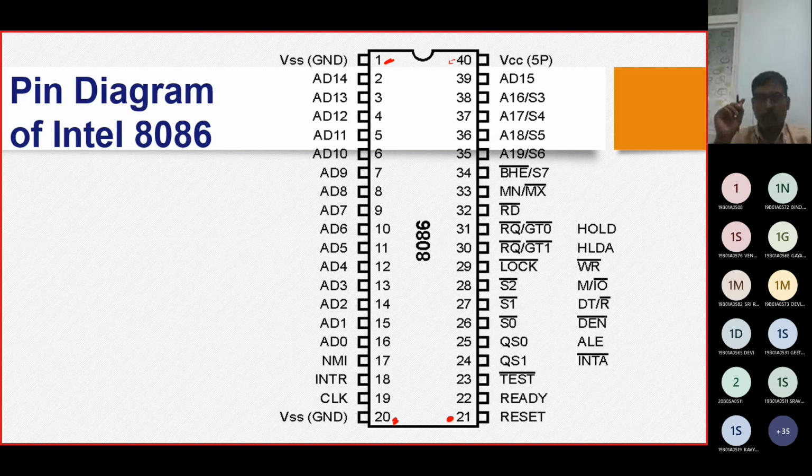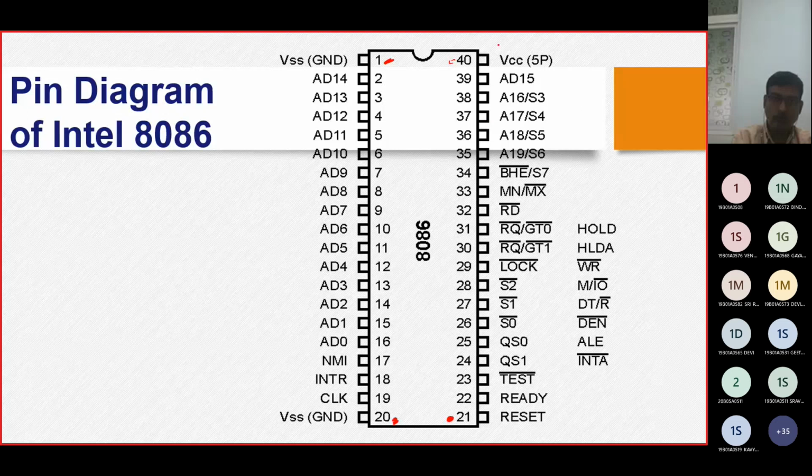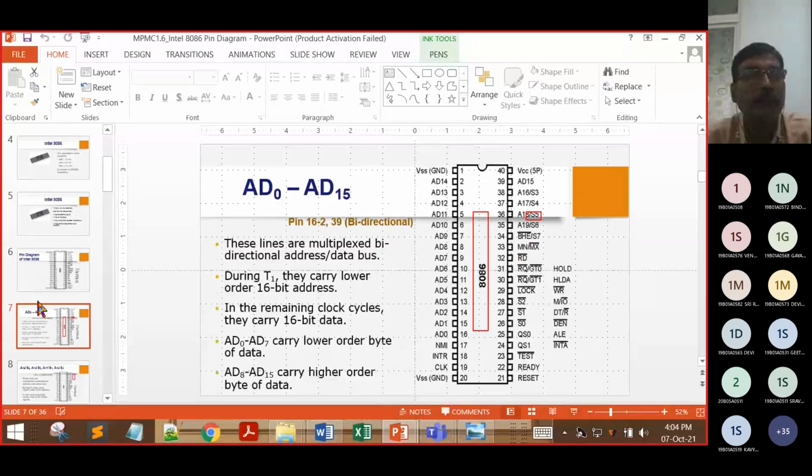Coming to the very first way of putting things to you, this was the chip. It has 20 pins on its left side and 20 pins on its right side. Now we are moving to this diagram: 20 pins to the left side, 20 pins to the right side. So this is the first takeaway. Now let us look in detail at what every pin does.